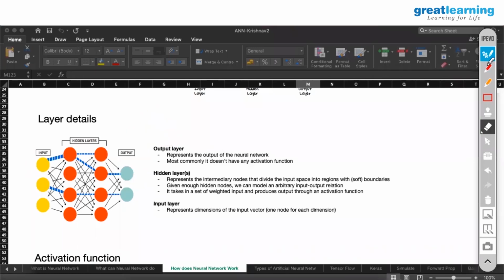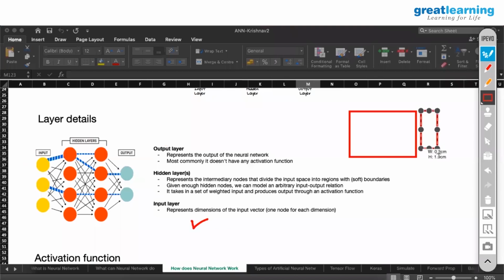So the first thing is your input layer. It represents the dimensions of the input vector. Now let us say I have a data set which looks like this, our machine learning data set. It has 1, 2, and 3 columns of independent data, and this is my target data. So if I have 3 columns, that means I am supposed to have 3 inputs. That means each neuron in the input represents 1 dimension.